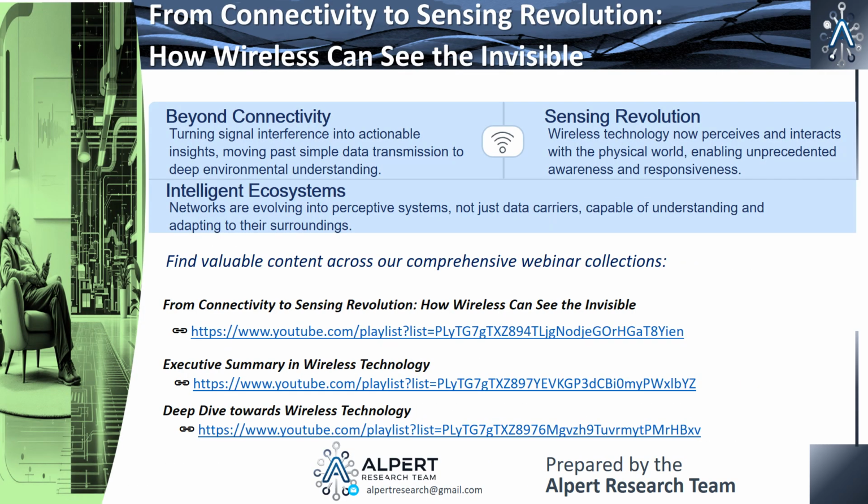The big strategic takeaway seems clear. We're really moving beyond just connectivity. We're turning signal interference, which used to be a nuisance, into valuable insight. So what does this all mean? The message is clear. This wireless technology isn't just enhancing networks. It's enabling a sensing revolution that redefines interaction with the physical world.